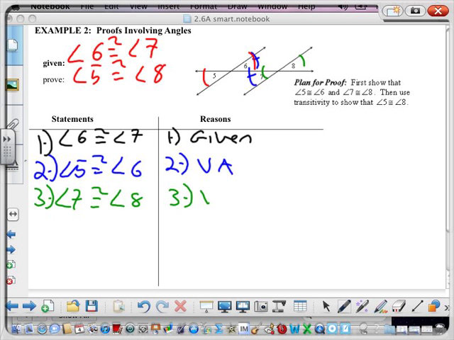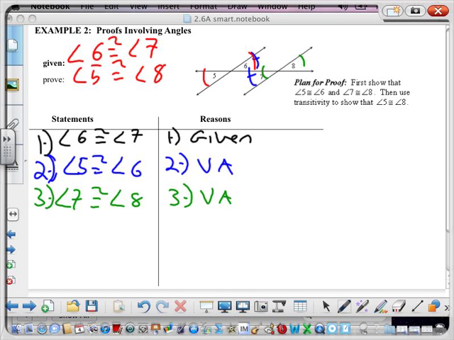It's all right. What's number 2? Vertical angles. Angle, oh, that looks crazy. Okay. It's angle 5 is congruent to angle 6. Okay, so we've got 6 is congruent to 7. 5 is congruent to 6. 7 is congruent to 8.